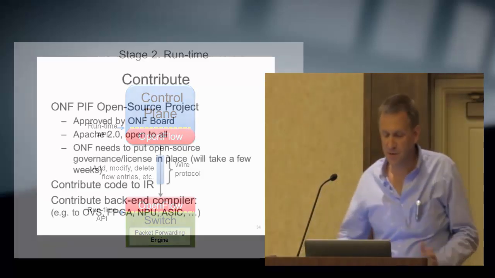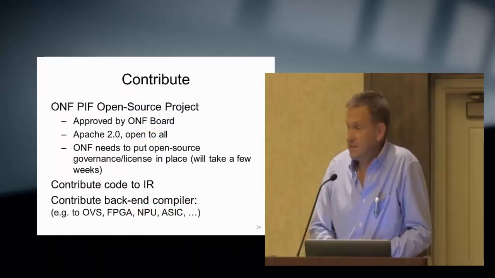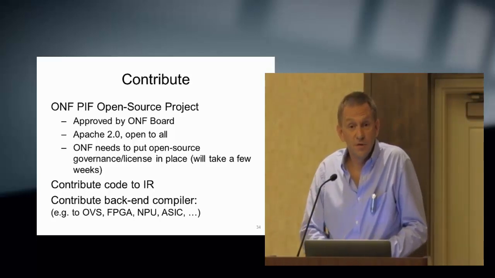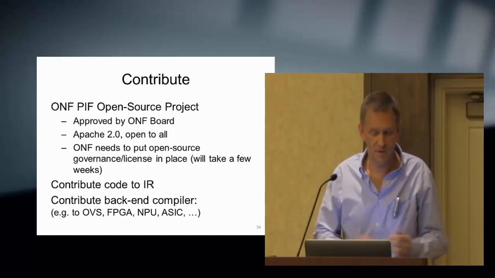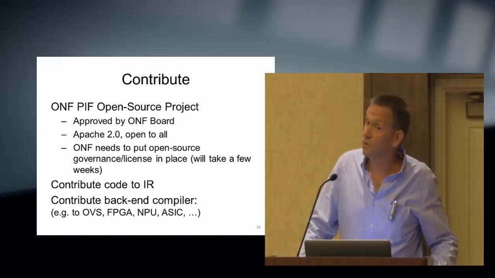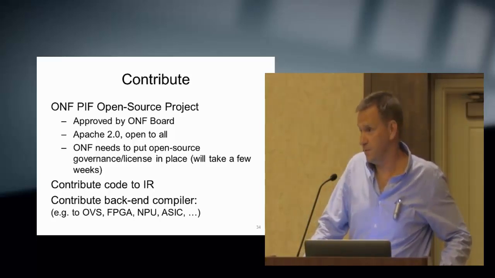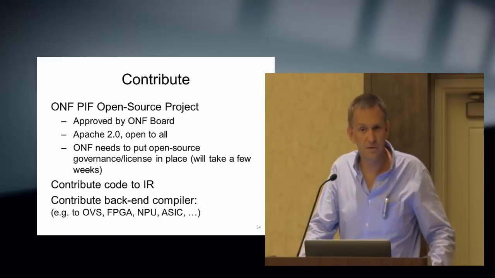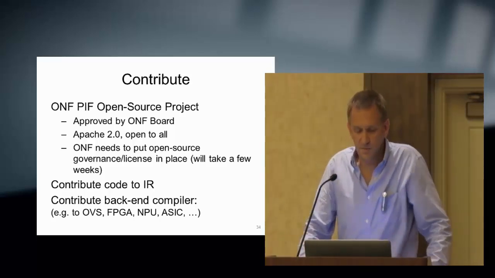When it comes to contributing to the protocol independent forwarding open source project, as I said, it's approved by the ONF board. We're going to take this somewhat drastic decision that not only will it be Apache 2.0 license, so anybody can use it, it will be open to all members and non-members. So anybody will be able to see it, anybody will be able to contribute to it, in the spirit of an Apache license and in the spirit of open source. So this will be an activity that will be visible to anybody.